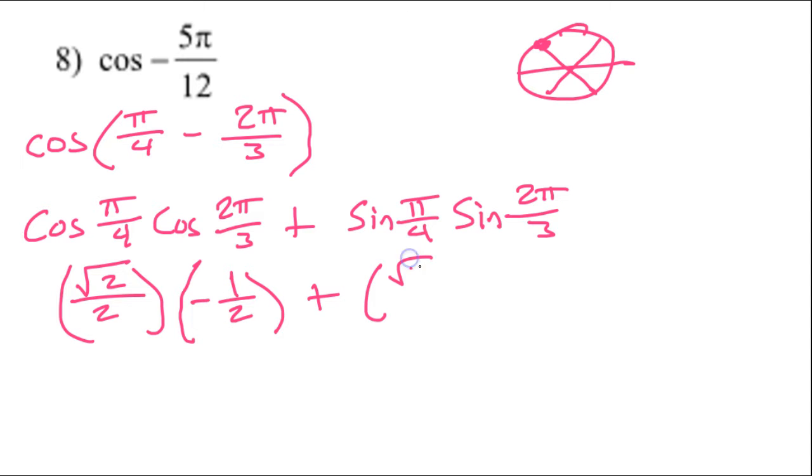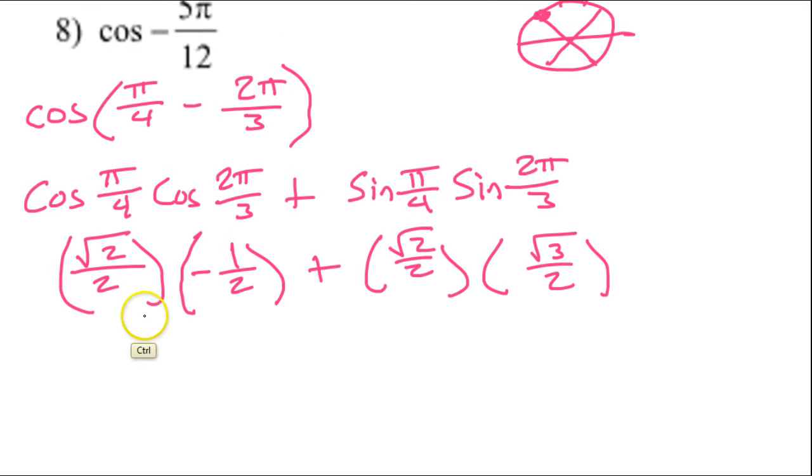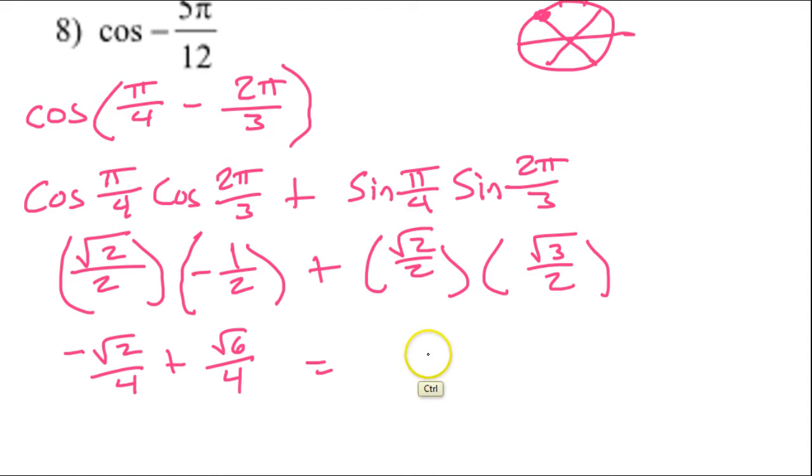So negative 1/2 it is. Sine of pi over 4 is radical 2 over 2. Memorize that. Sine of 2 pi over 3. Well, the reference angle is pi over 3, and the sine of pi over 3 is radical 3 over 2. It's just a matter of, will it be positive or negative? Well, again, it's in the second quadrant, so sine is positive up there because it's a y value. So I will just leave this as positive radical 3 over 2. So this is going to give me negative radical 2 over 4 plus radical 6 over 4, which I will probably write as radical 6 minus radical 2 over 4.